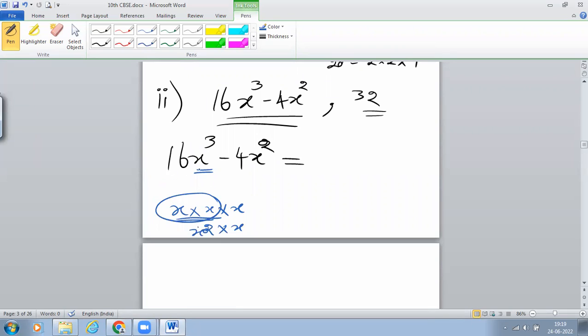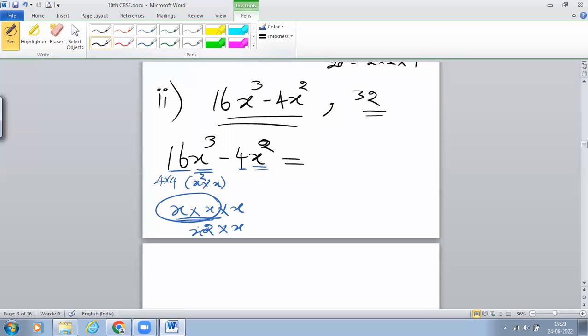What is the meaning of x cube? X cube means it has x square into x. X square into x is the meaning of x cube, right? When we multiply x square and x, we'll get x cube. Here we have only x square. And now, what about 16? 16 is a product of 4 and 4, right? 4 into 4 is 16, but you have only one 4.